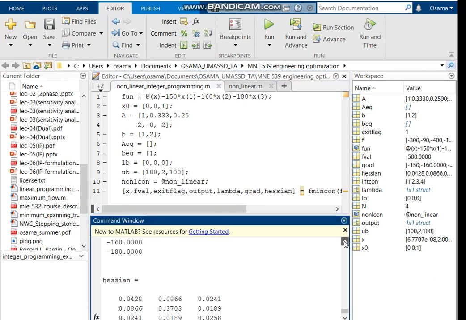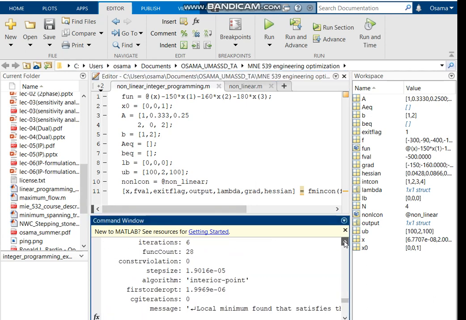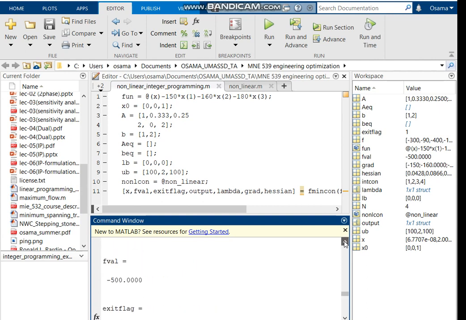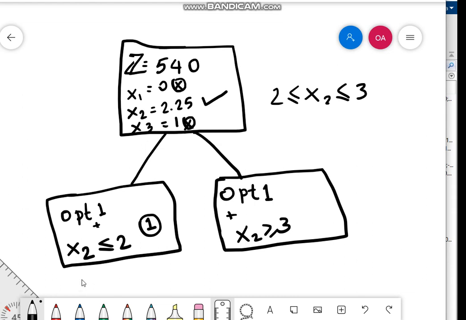So let's check out the z value. It reached 500 with x1 equal to 0, x2 equal to 2, and x3 equal to 1. So the solution as an integer programming problem is optimal. So here is our solution: z equals 500 with x1 equal to 0, x2 equal to 2, and x3 equal to 1.